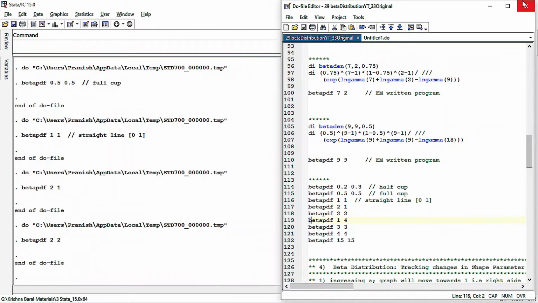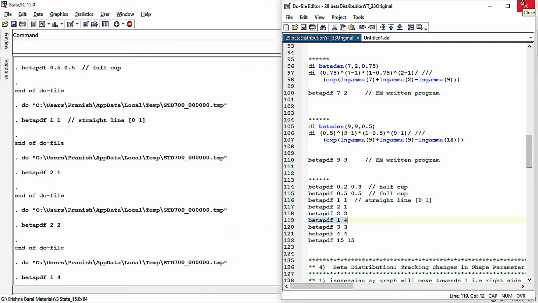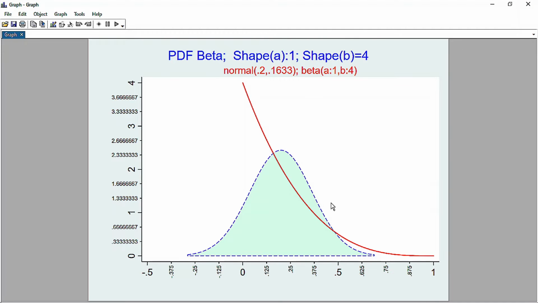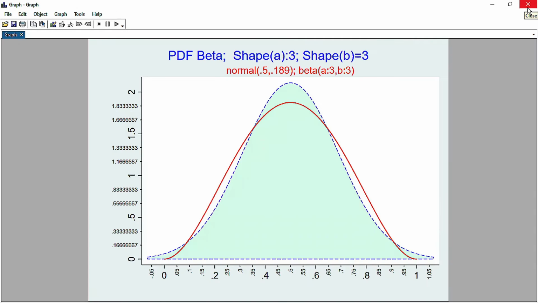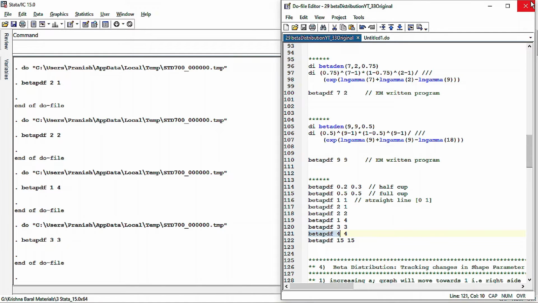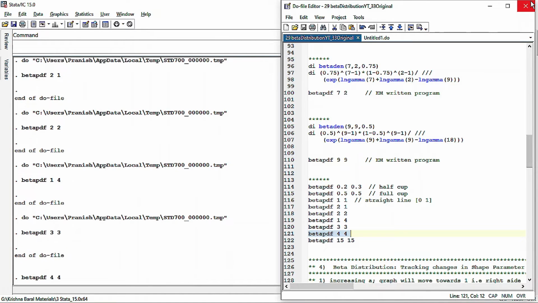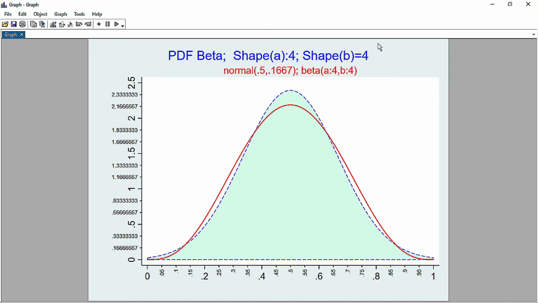And for the value of a is 1 and b is 4, b is greater, so we should get some sort of a decreasing graph function. And let us see, when they are equal, we should get some sort of bell curve. And again, when they are equal, but this time a bit greater, so a and b are 4, nearly it is going to take the shape of the bell curve.